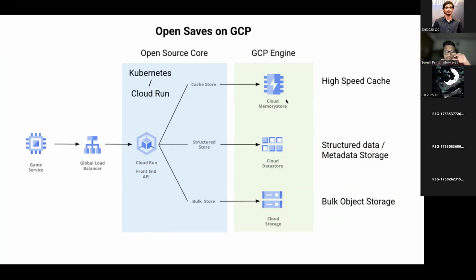So combining all three of these, GCP has built this thing called Open Saves. It's a combination of all of these: Memorystore, Datastore, and Cloud Storage. It utilizes all of these services, and they have built Open Saves, which is a really great product that you all can use to make sure to store your information on the cloud. It's a great product that anyone could easily use.